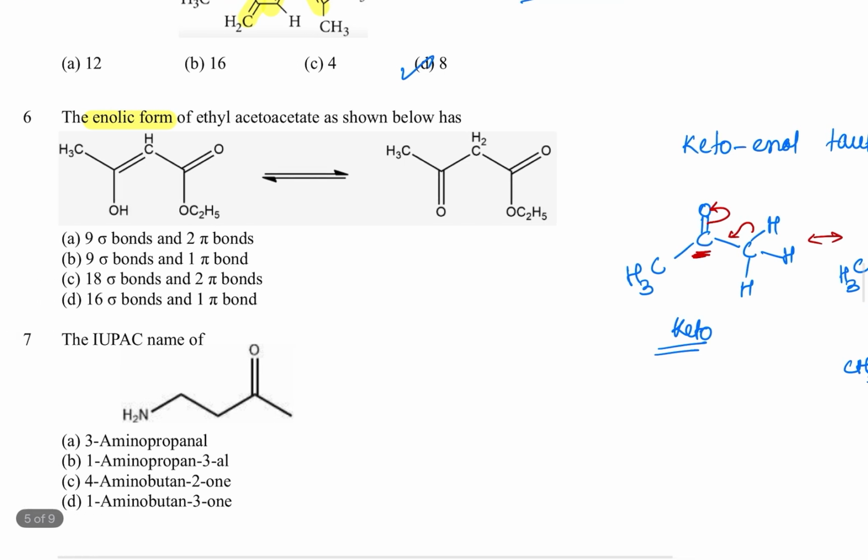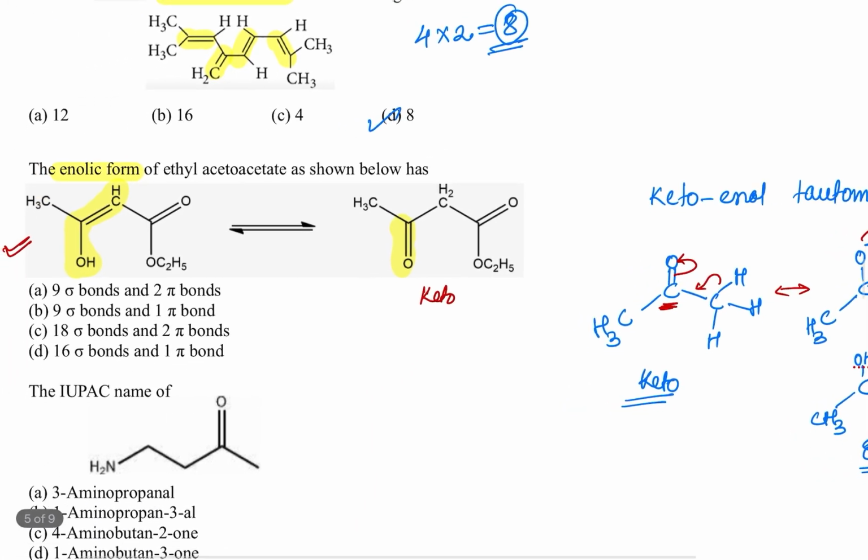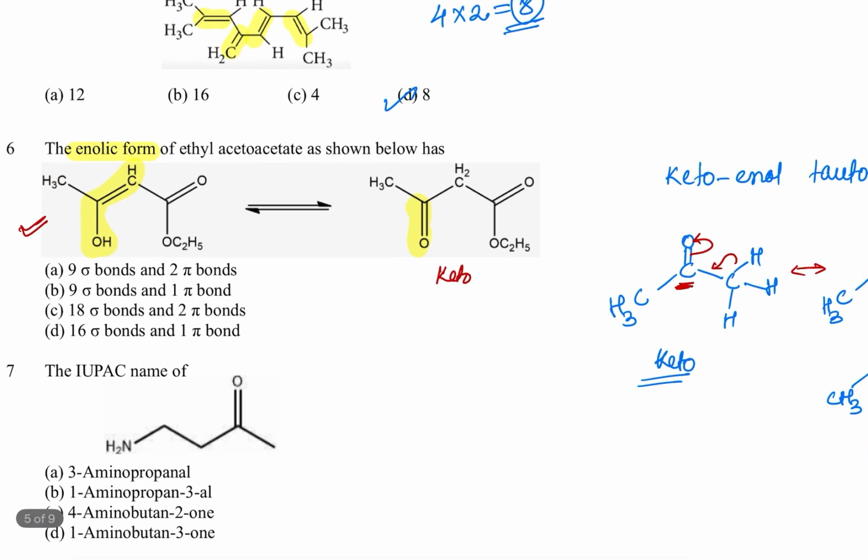Now we are talking about enolic form in the question. So enolic form is this form because this is the keto form. Why keto form? This ketonic group is there. Why is this the enolic form? This group, from here the hydrogen came. Done. Now in this enolic form, you have to see how many sigma bonds and how many pi bonds are present. For that, if I elaborate the molecule, how does it look like?